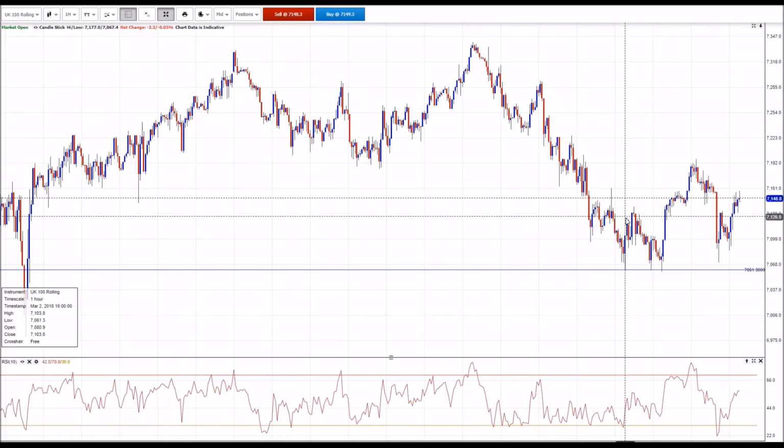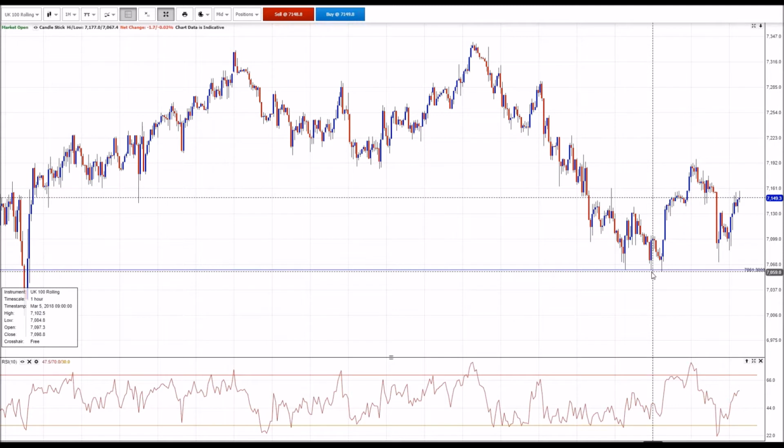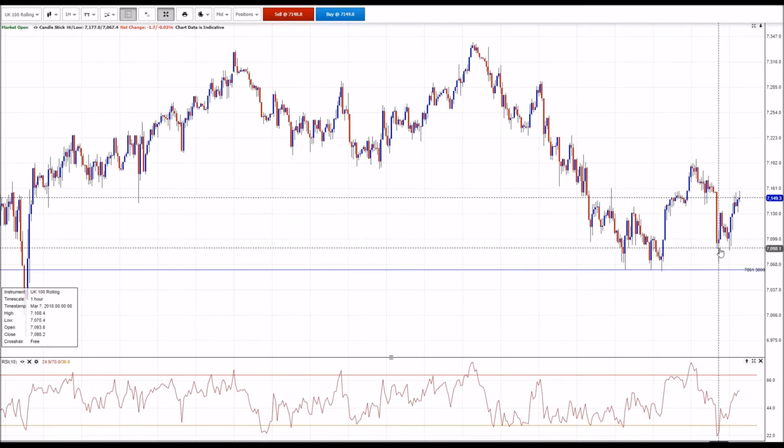So FTSE, March the 2nd, trades as low as whatever that level is, 7,060. Then March the 5th comes down to it and it holds. March the 5th again comes down to it and it holds, and we finally get a decent rally. We get the market moving up 130 points, and then this actually was late last night, so it was in the out of hours market, comes down to it again and it holds.